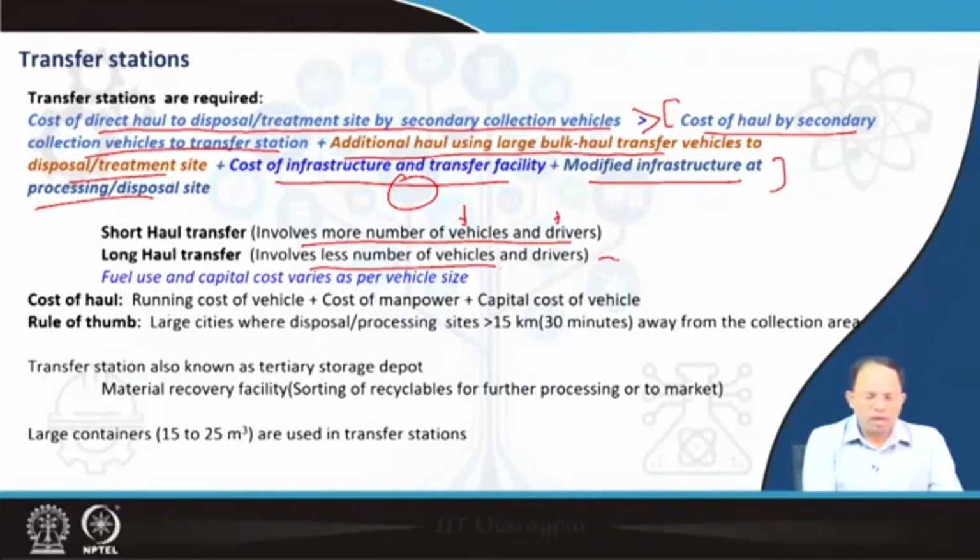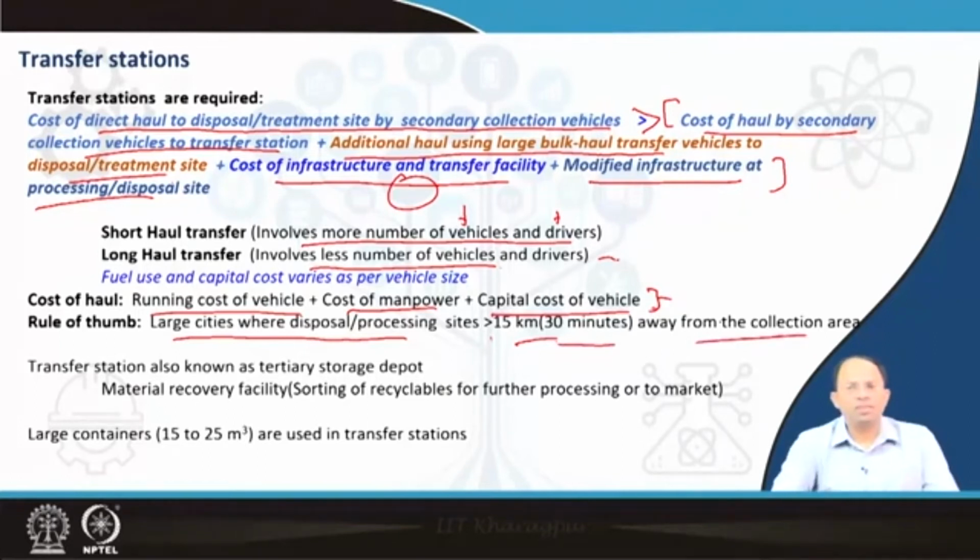So the cost of haul is the running cost of vehicle plus the cost of manpower plus the capital cost of vehicle. Using these three criteria, we have to determine which system is beneficial. And the rule of thumb is that in large cities where the disposal or processing site is greater than 15 kilometers or 30 minutes away from the collection area, we set up transfer stations. Again, this is a rule of thumb, but that doesn't mean we have to follow it. You can do these cost calculations and determine.